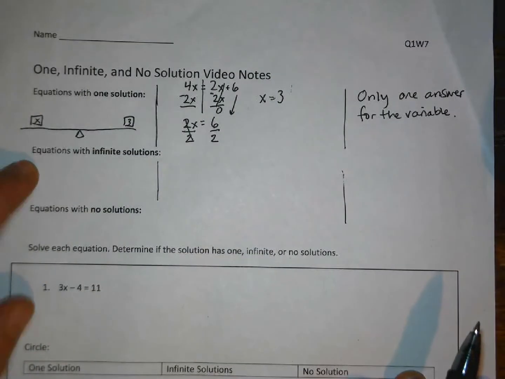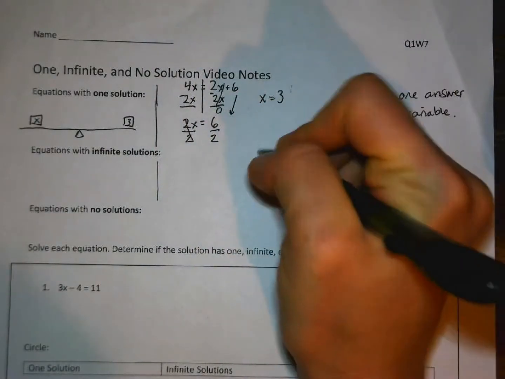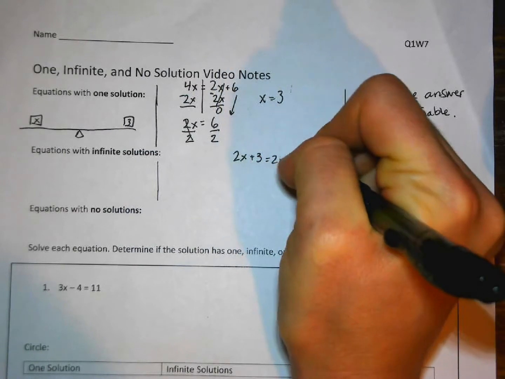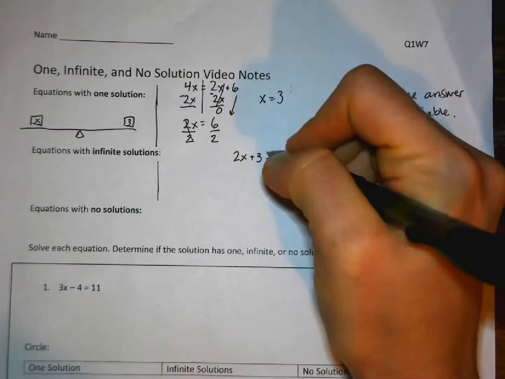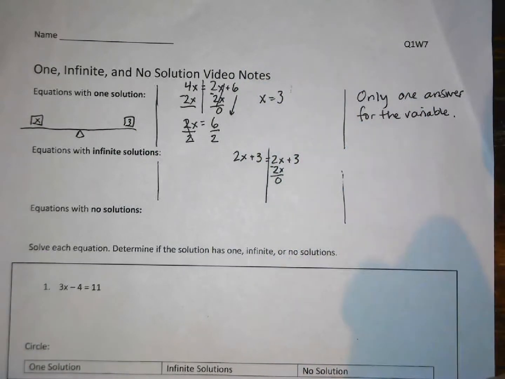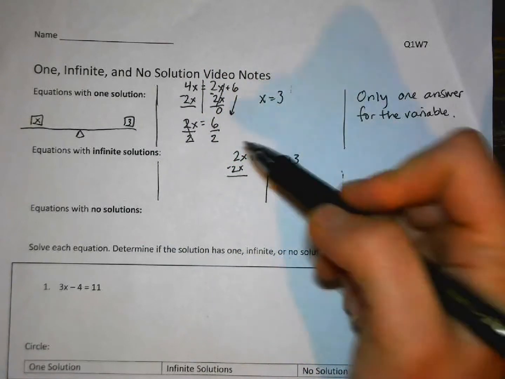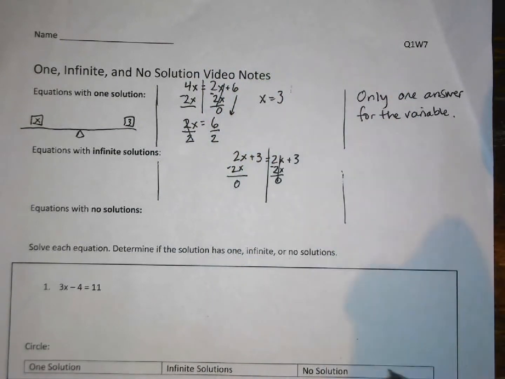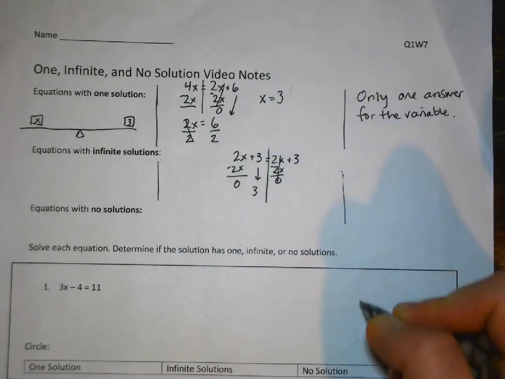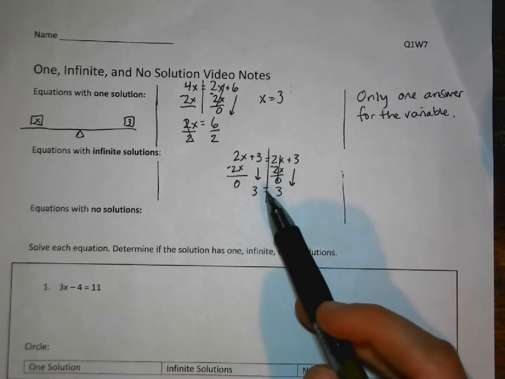But now, let's talk about something new when we have equations with infinite solutions. Imagine I have the equation 2x plus 3 equals 2x plus 3. And we're going to solve this like we do any equation. I'm going to subtract 2x from the right side, bring that variable over. But what happens over here is 2x minus 2x equals 0. And so now my variable is gone. And all that I have left is 3 and 3. And so our equation ends with 3 equals 3.